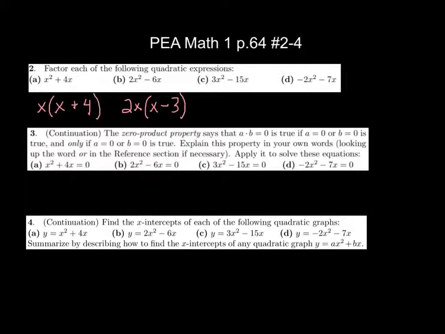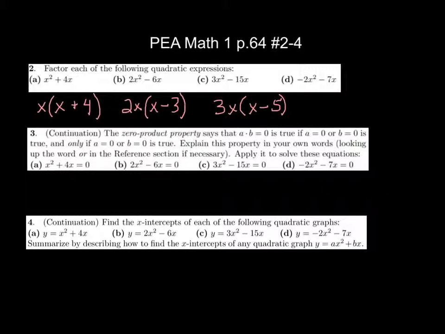Same thing on C. Now we have a 3x squared minus 15x, so we can factor out a 3 and an x. And it would leave you with an x minus 5. Again, 3x times x is 3x squared. 3x times negative 5 is negative 15x.